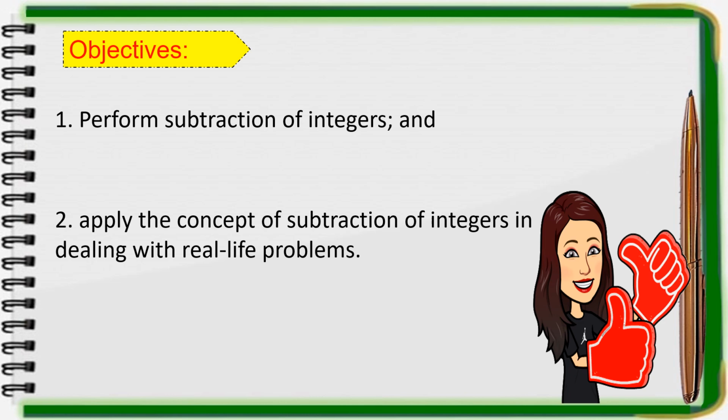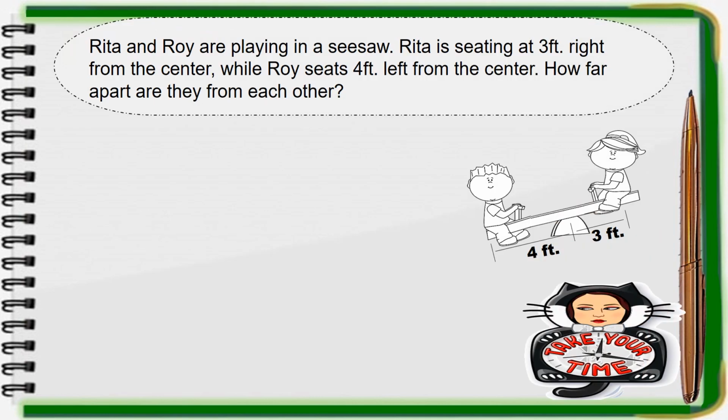Okay, so let us explore this given problem. Rita and Roy are playing in a seesaw. Rita is sitting at 3 feet right from the center, while Roy sits 4 feet left from the center. How far apart are they from each other?